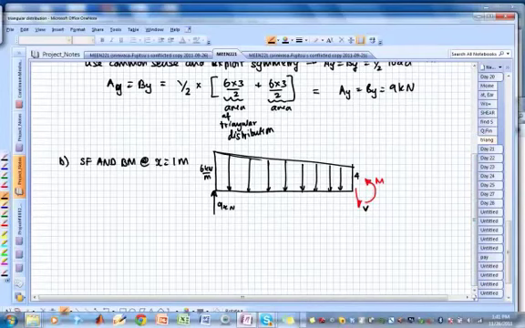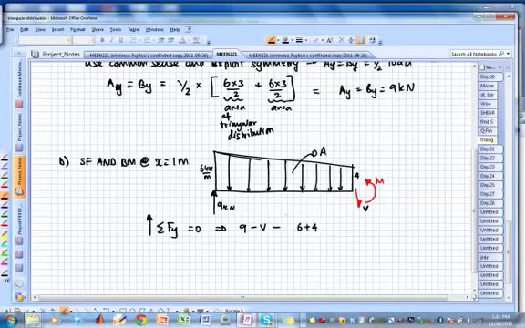As usual, I'm going to do summation Fy positive equal to 0, which gives me 9 minus V minus... Now I have to find the area, this area. How much is that? It is (6 plus 4) over 2 times 1. This is average height times base, because this length is 1. So this gives me shear force. If you compute it, shear force is 4 kilonewtons.